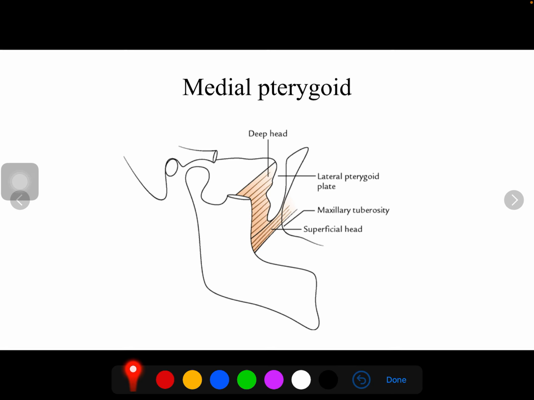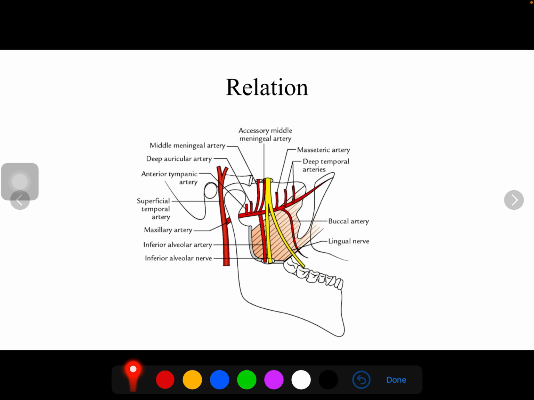The next one, action of medial pterygoid muscle. The medial pterygoid muscles of both sides act to elevate the mandible, that causes the closure of mouth. The medial pterygoid and the lateral pterygoid of both sides act to protract the mandible. The medial and the lateral pterygoid muscles of the two sides contract alternately to produce side-to-side movement of mandible as in grinding or chewing of the food. Then nerve supply. The medial pterygoid is supplied by nerve to medial pterygoid that arises from the trunk of mandibular nerve.